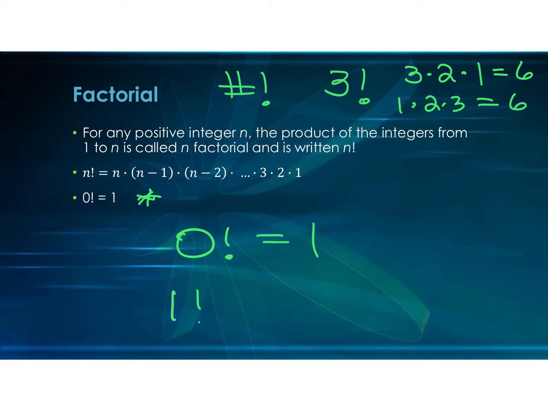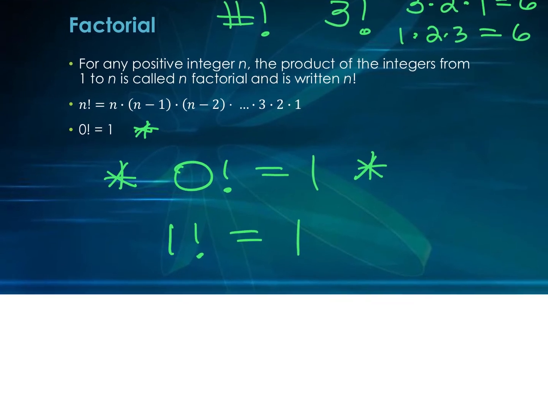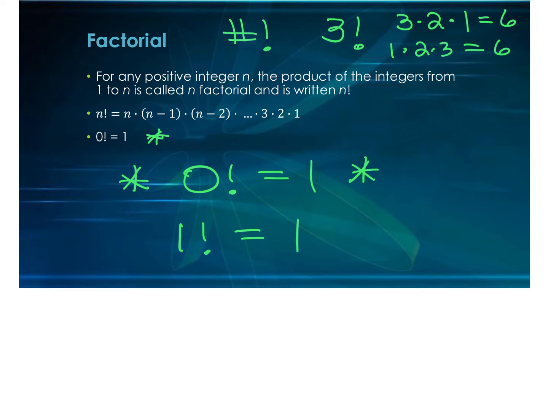Also, 1 factorial also equals 1. So just memorize this. This is just a rule that you memorize, that 0 factorial equals 1. Now, I just did the 3 factorial. Let's say it was 5 factorial.